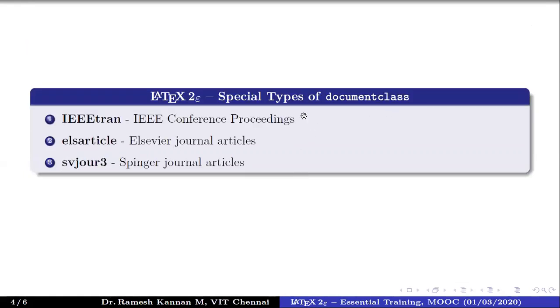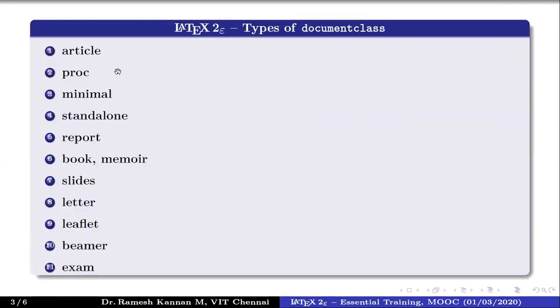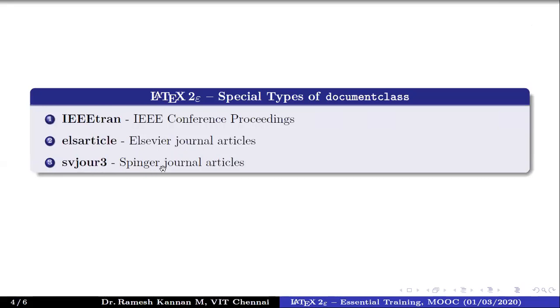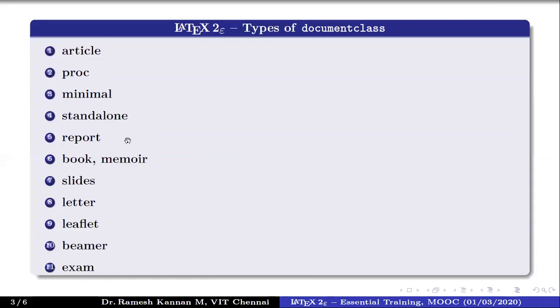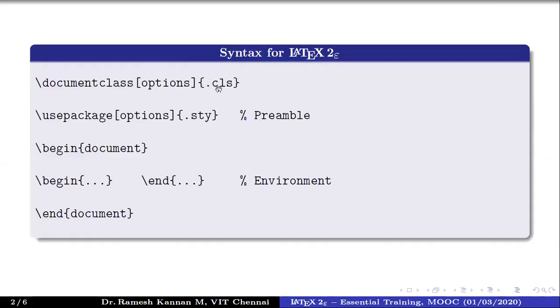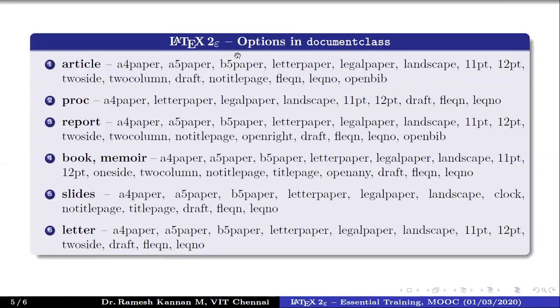And there are special document classes. This is not comprehensive, I just wanted to give you an idea. If you are typesetting an Elsevier document, you need to give elsarticle instead of just article, right? And if you're typesetting Springer journals, SVJOUR3. In fact, now this has changed to Springer Nature also, SNJ, you can check that. And IEEE transactions for conference proceedings, you can use IEEEtran instead of article. You can typeset it here with the particular class. You can make use of that document, right? Something like that. And these are the options.